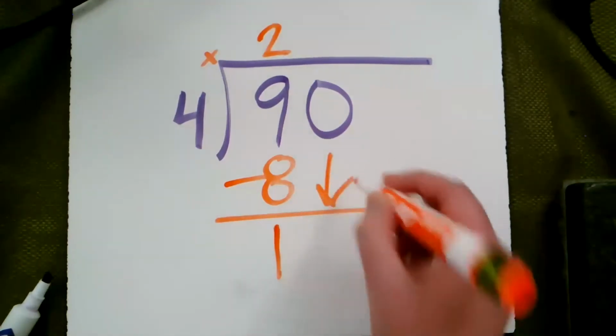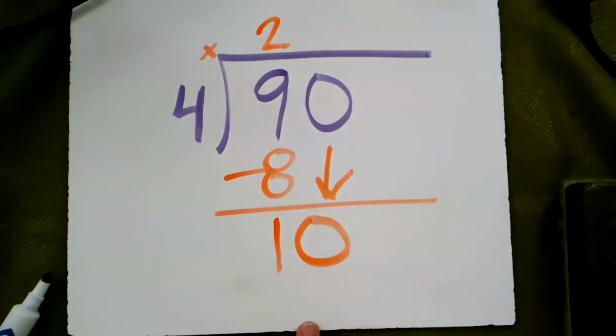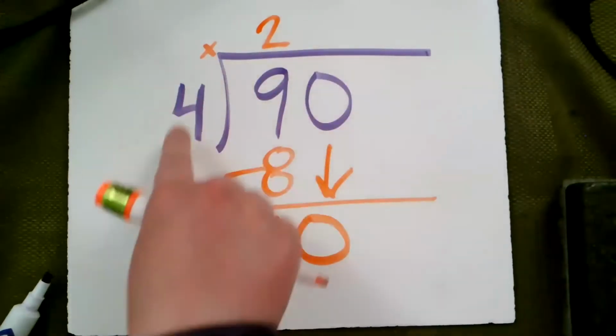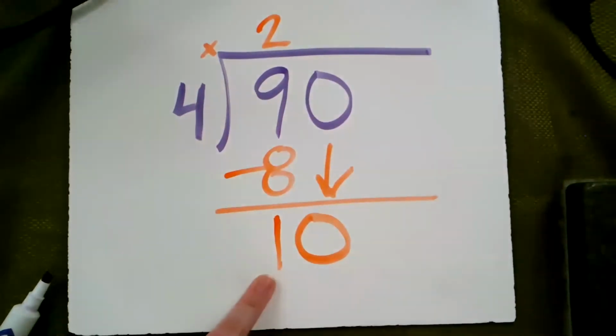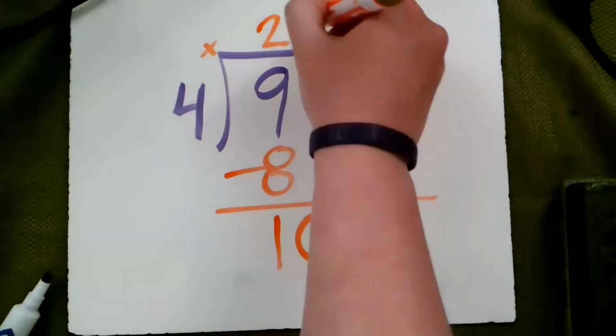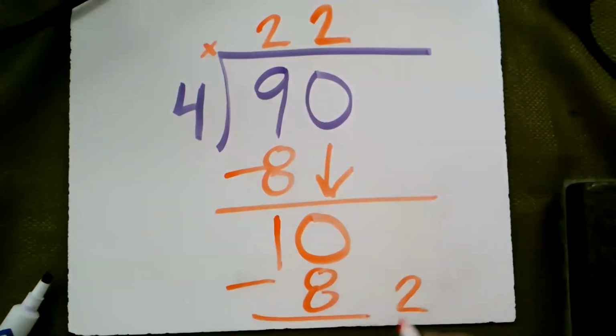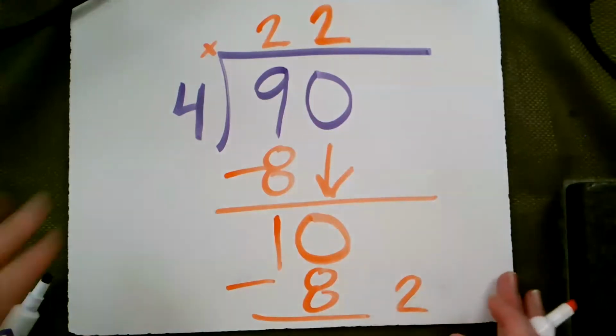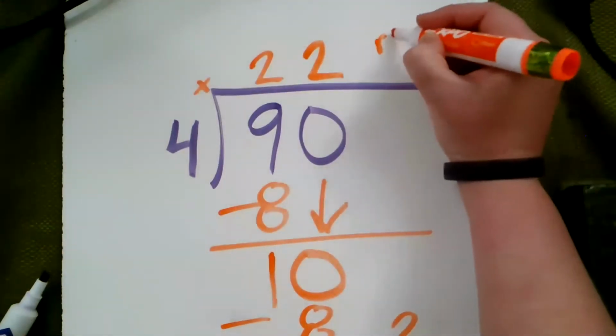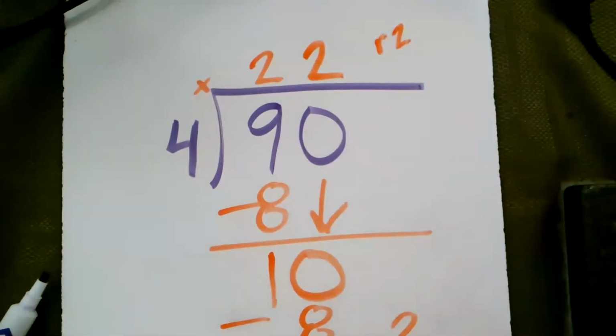I bring down my new number, 10. What times 4 is going to get me close to 10? Well, we know this is our third time. 2. Subtract 8. I get 2 as my leftover. So again, normally we would write remainder 2. But that's not just 2. It's not 2 markers. It's not 2 cats. It's not 2 pairs of scissors.